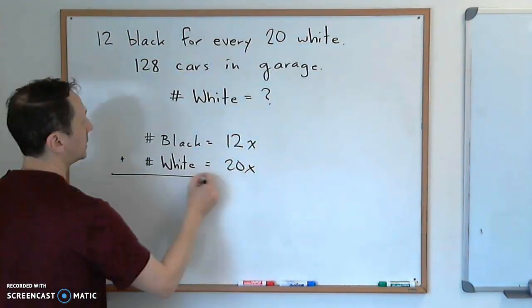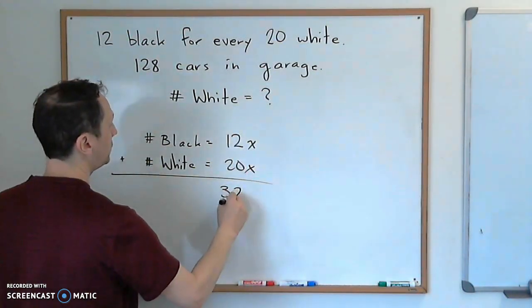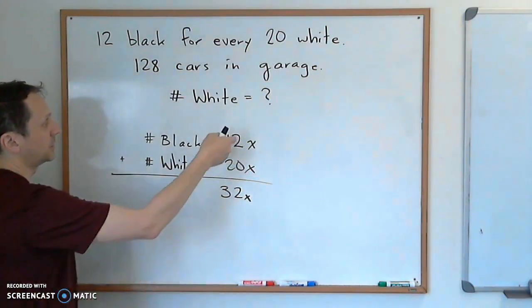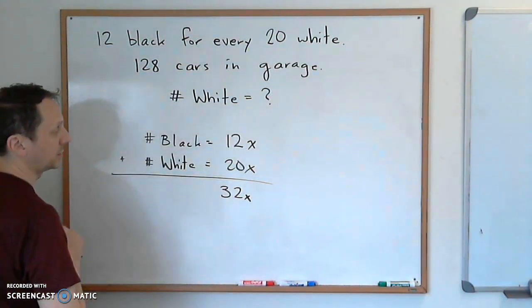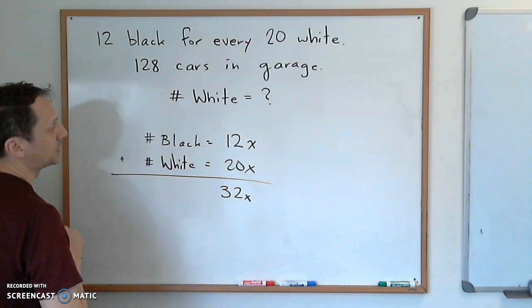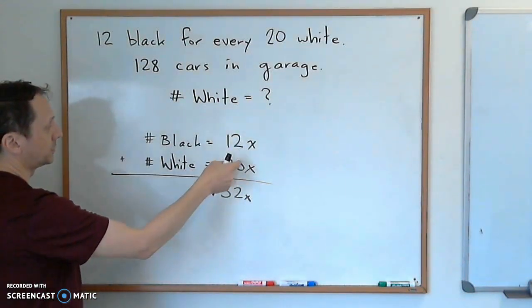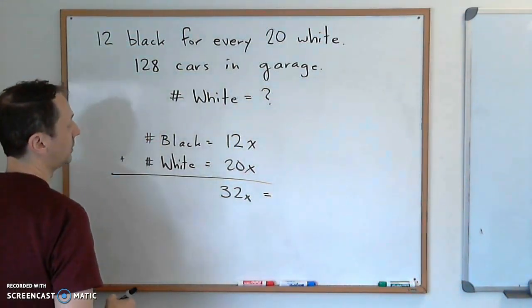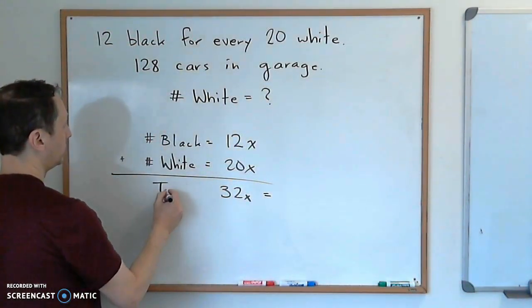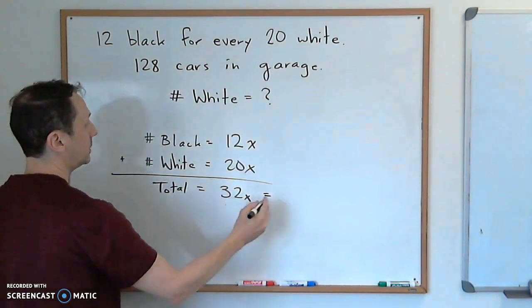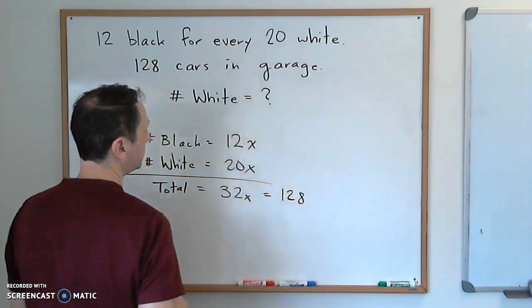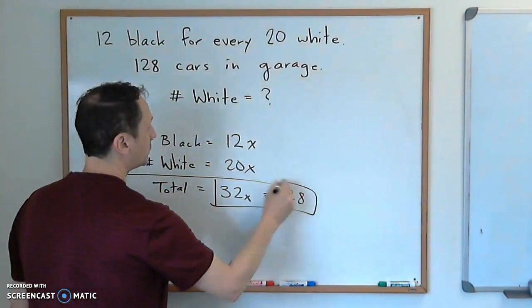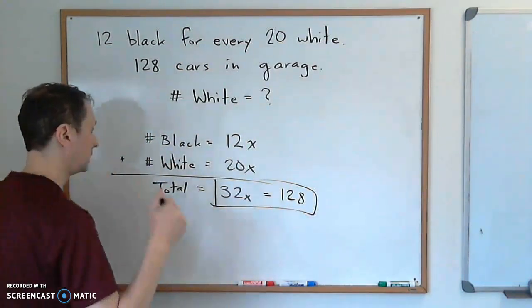And if we add these together, we get 32x. Okay, so this is the ratio of part to whole that I was talking about. The ratio of the part to the whole is 12 to 20 to 32. And then we're also given that the total is 128. So that's a very easy equation to solve.